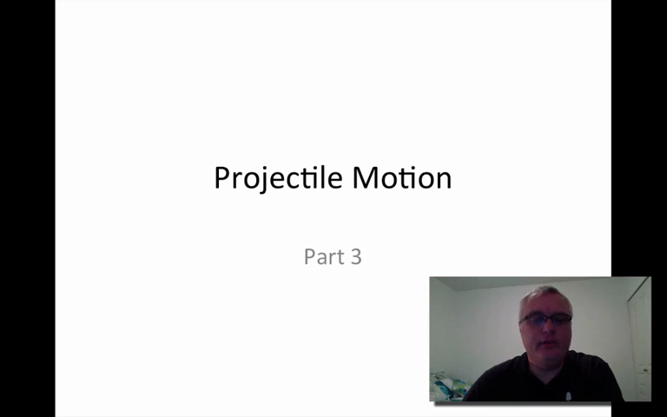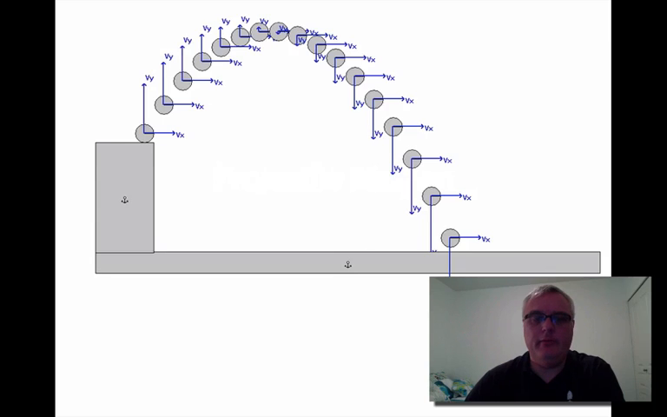This is the third type of projectile motion. In this type of motion, we're going to basically combine the previous two types. So our object is going to start off some distance above the ground. In this case, let's say the distance is 6 meters.